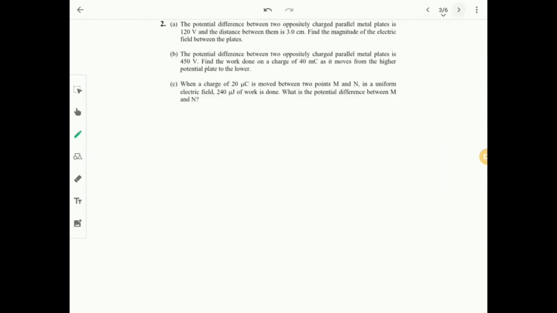Let's do number 2 now. We have again 3 parts in number 2. I'll give you guys a few seconds and we'll solve them together.